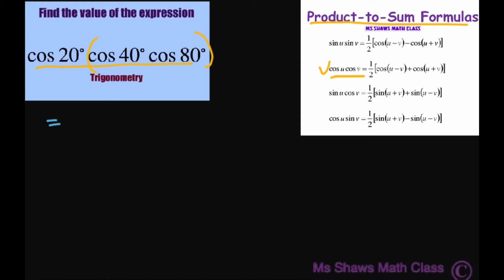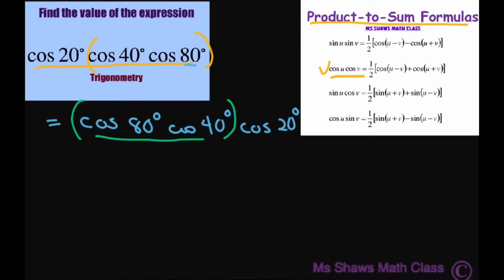So let's write this as cosine. Let's start with the 80 degrees times cosine of 40 degrees, and then write cosine of 20 degrees since it's the smallest. All right, so I'm going to just look at this one right now. So if I just look at this, this would be my u and my v.